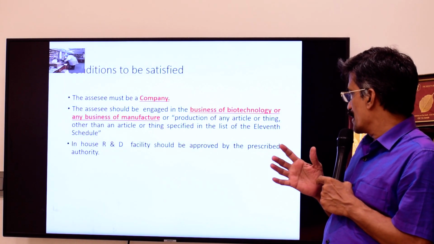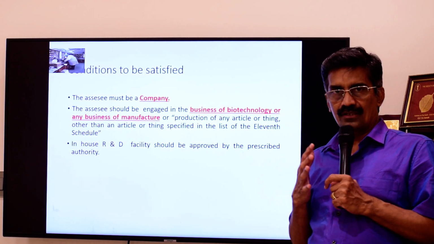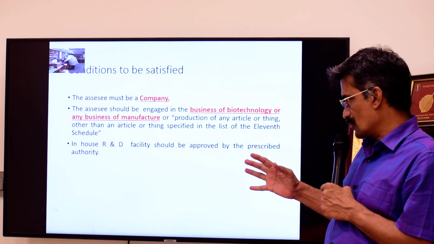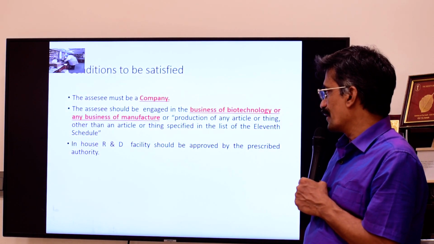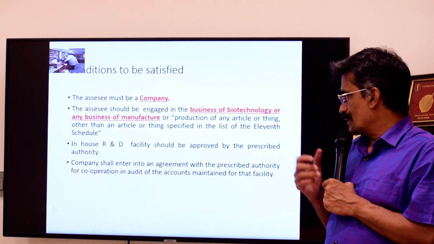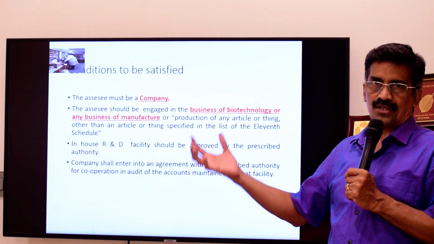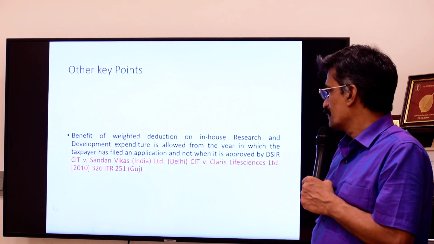The in-house R&D facility should be approved by the prescribed authority, the Department of Scientific and Industrial Research or DSIR, which is a nodal agency, so they have to approve the facility. The company should also enter into an agreement with that authority for cooperation in audit and accounts, because they are giving 150% deduction, they want to put this restriction.